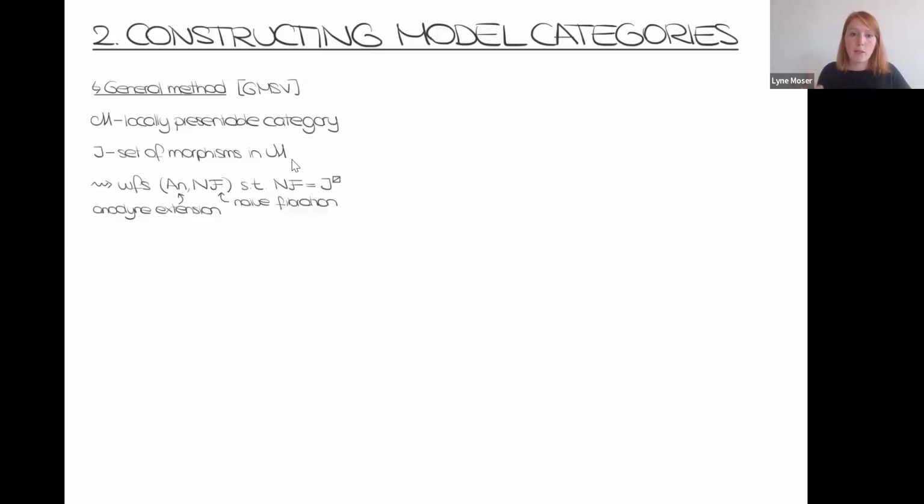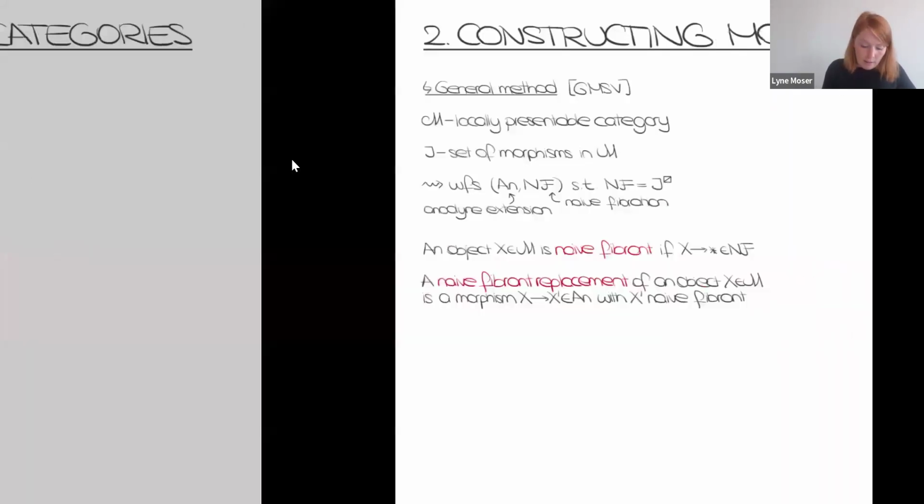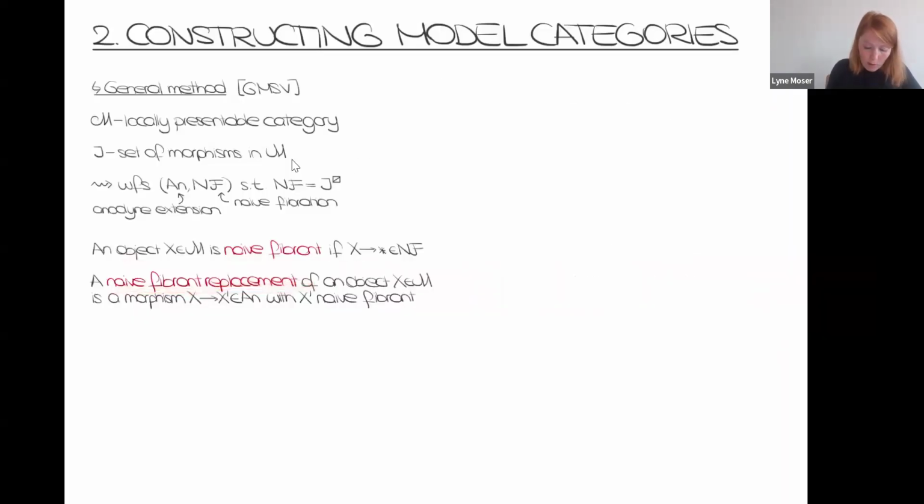And in particular, with this factorization system, I can define fibrant objects and fibrant replacements as I did before. So let me call an object X a naive fibrant if the unique map to the terminal object is a naive fibration. And so here I say naive fibrant, but in the end, they will be exactly the fibrant objects of the model structure. And then a naive fibrant replacement will be an anodyne extension from X to X prime, such that the target is naive fibrant. So these are like my fibrant replacements that I want to be.